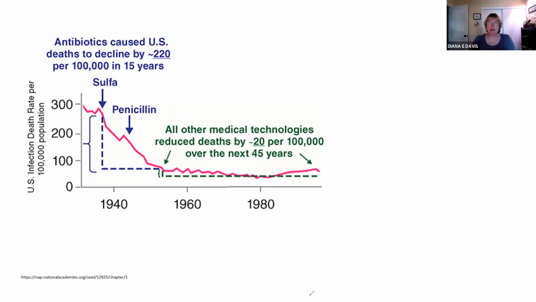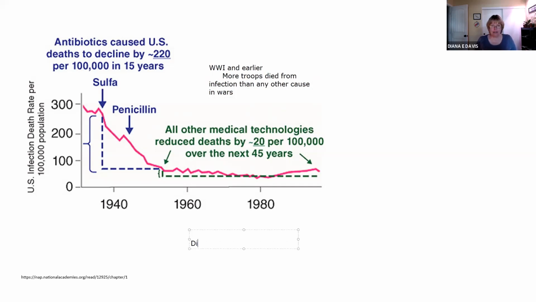We tend nowadays to take antibiotics for granted. We tend to take for granted that most people are not going to die from infections. It's not that common. But before antibiotics, if we look back at World War I and earlier, more troops died from infection than any other cause in wars. That was the number one killer of troops, infections.